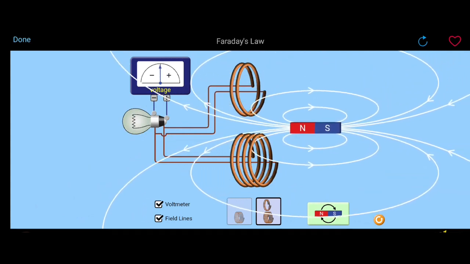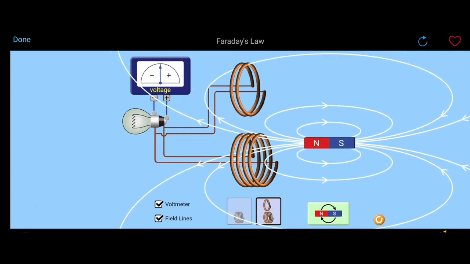This change in flux could be due to the movement of the magnet or a change in the strength of the magnetic field.